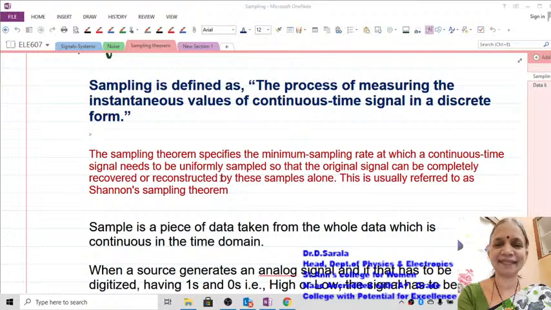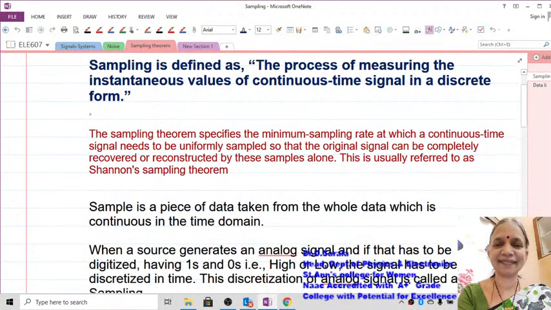There is a condition which says that the minimum sampling rate at which you take samples of a continuous time signal, which we have already seen, needs to be uniform so that the original signal can be completely recovered or reconstructed from these samples. This is known as Shannon's sampling theorem. A sample is nothing but a piece of data taken from the whole data which is continuous.